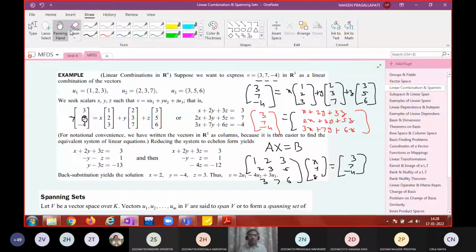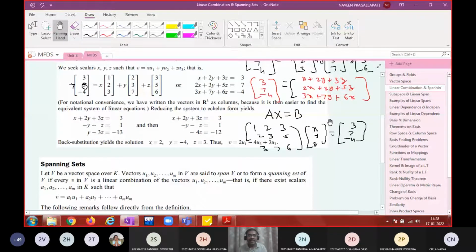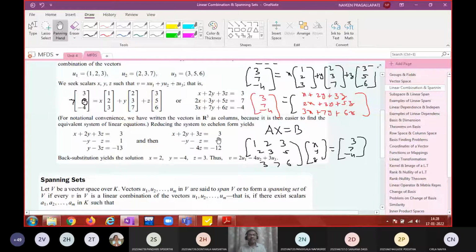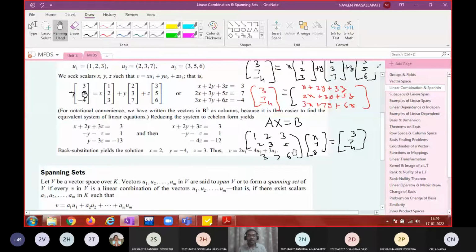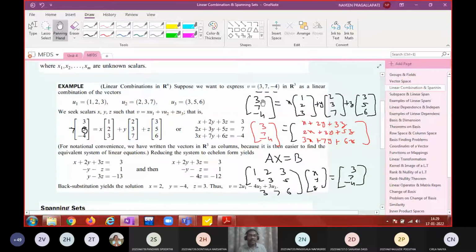And you know, this non-homogeneous system may or may not be consistent. What do you mean by consistent? If there is a solution, we say the system is consistent, otherwise inconsistent. So if you can find a solution to this system, that means there are some values x, y, z for which you are able to express the vector as a linear combination of the given three vectors. If there is no solution, you cannot find such x, y, z such that the given vector can be expressed as a linear combination of the given vectors. Is it clear?